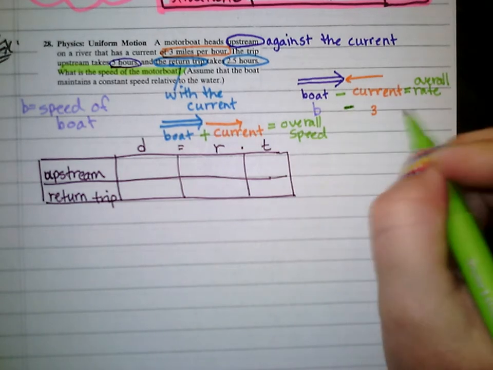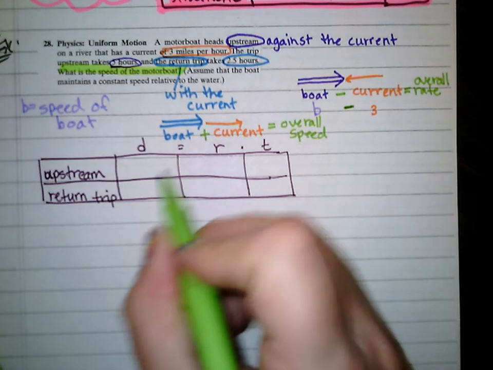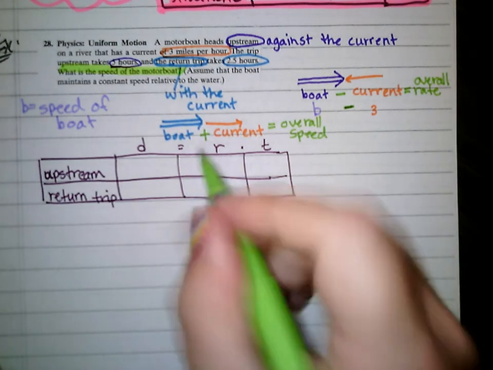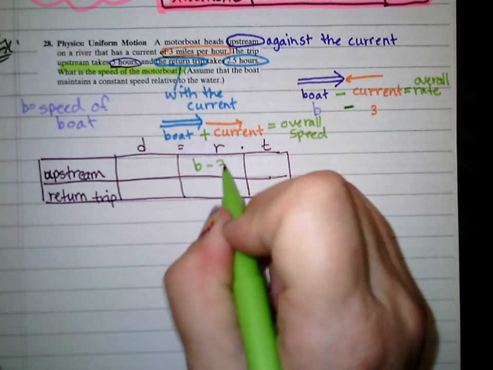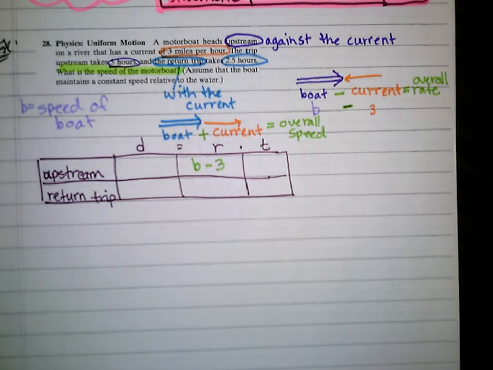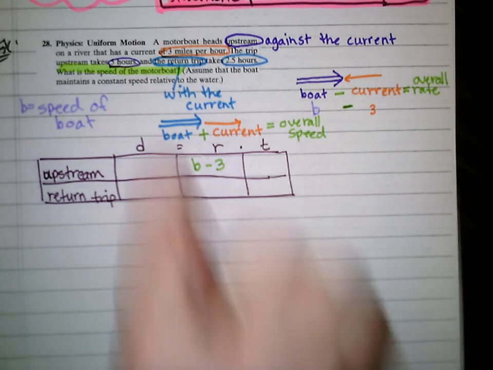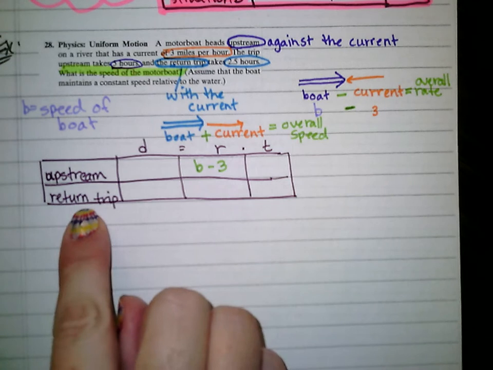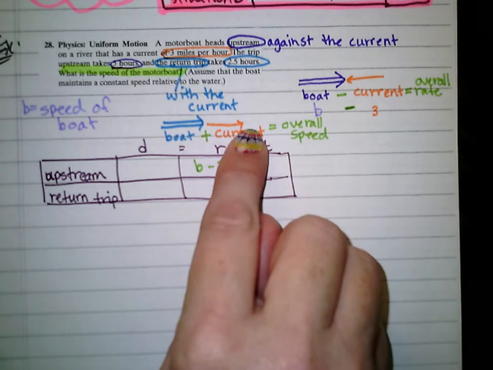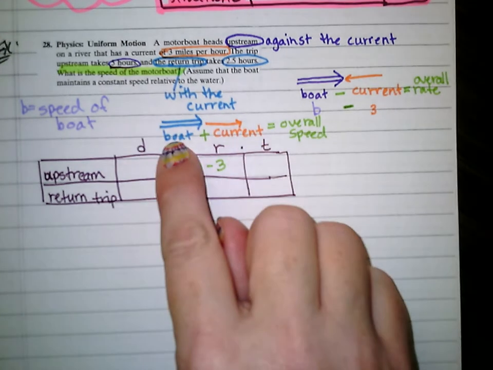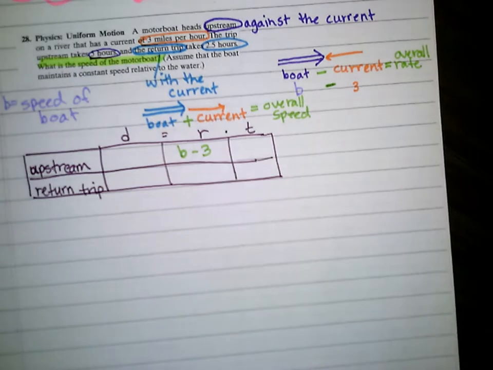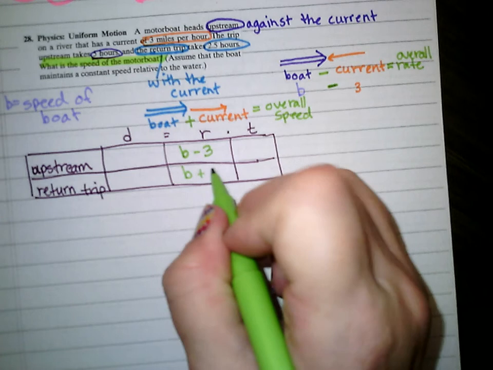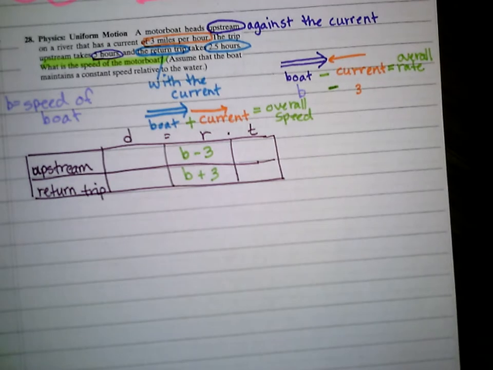So B minus 3 is going to be the overall rate for the upstream trip. And then when we're going the return trip, which would be with the current downstream, we're going to have the boat speed plus the current speed. So that will be B plus 3, because the current is helping to speed up the boat.